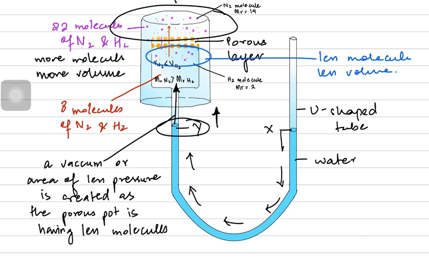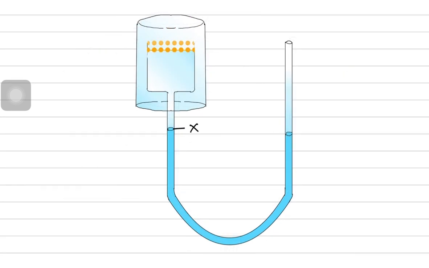This only happened because in the porous spot, almost all the hydrogen left, but very few nitrogen came in. Why would it happen? Because nitrogen has high molecular mass and hydrogen has very low molecular mass.